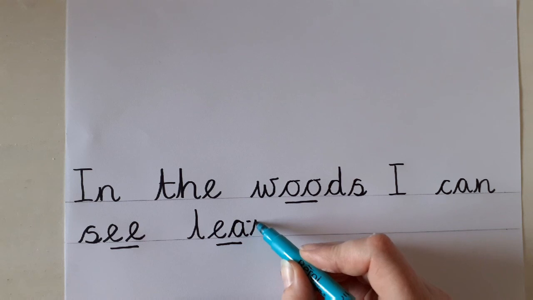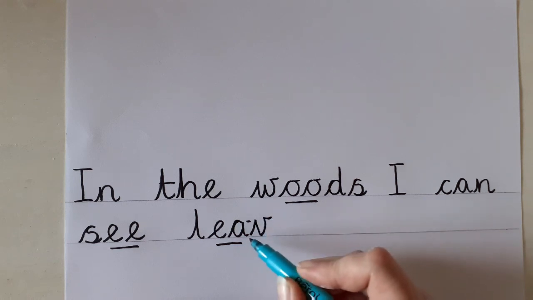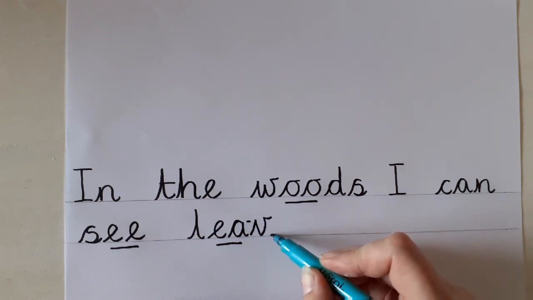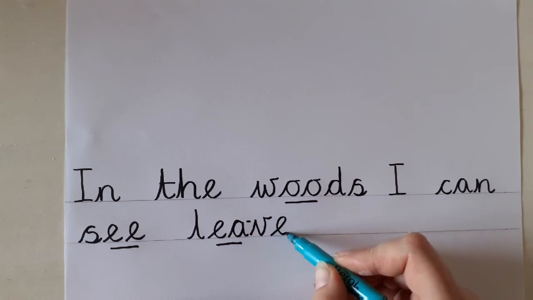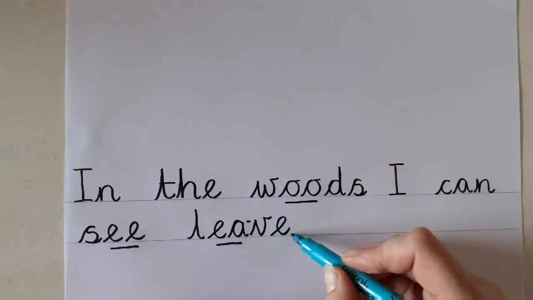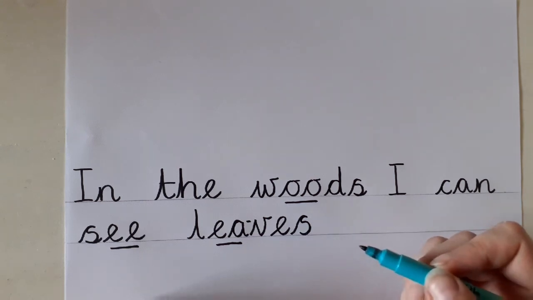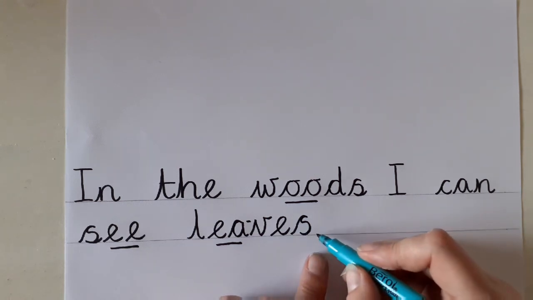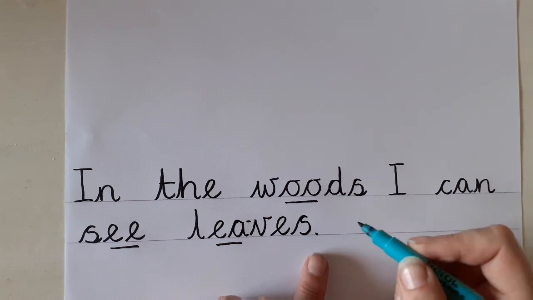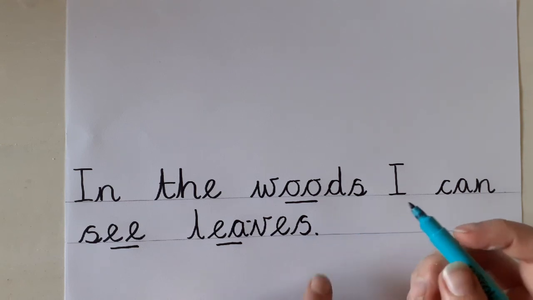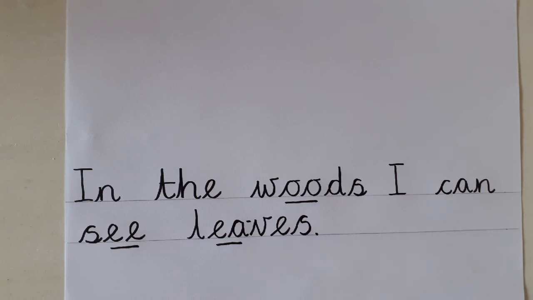V. Oops. Up from the line, leaves. Now there's a little E in here that you can't hear, but it's there. Leaves. S on the end. In the wood, I can see leaves. Don't forget, you always need a full stop at the end. Don't go away because I'm going to show you how to draw leaves.